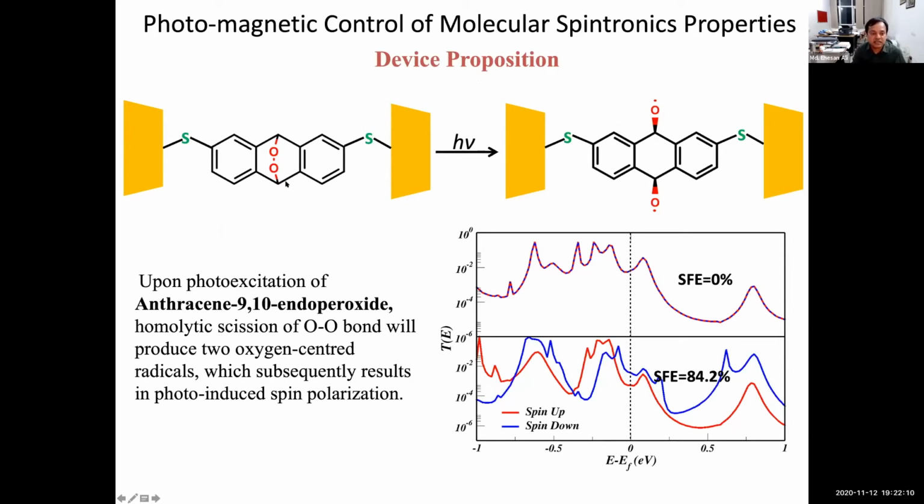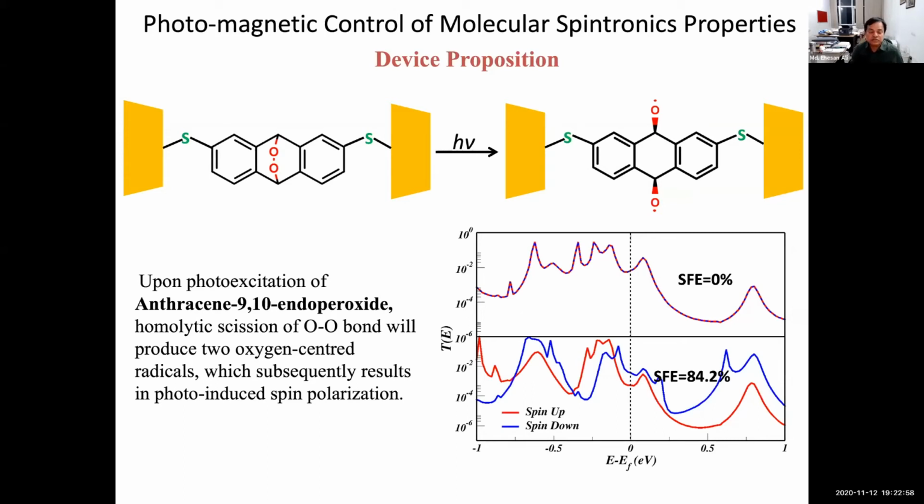If you shine light, this oxygen-oxygen bond will break by homolytic scission, one can see, and it forms the diradical. And yeah, it can reconvert into the oxygen-oxygen bond again. But we can utilize this scenario. If we have the simple oxygen-oxygen bond, you see that high spin and low spin, and spin polarization is completely zero. High spin, low spin, the transmission spectra are overlapping with each other.